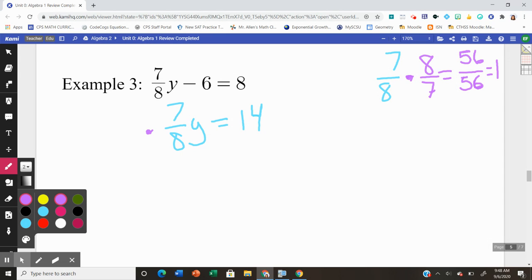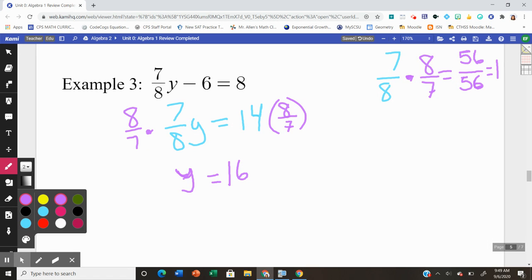All right, I'm going to multiply by 8/7 on both sides. So like we've already discussed, the left-hand side cancels out, and I'm just left with y. On the right-hand side, 14 times 8/7 is going to give me 16.